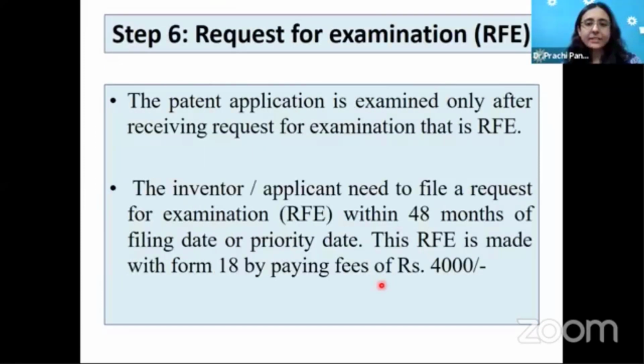Then comes the request for examination. After publication, it is open to the public domain. But unless you file the request for examination, it is not open for opposition. So once you send the request for examination to the patent office, your application gets open for oppositions. And once you file the request for examination, the controller accepts it.